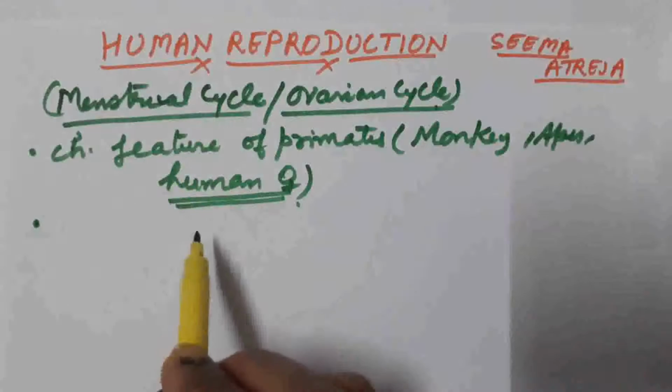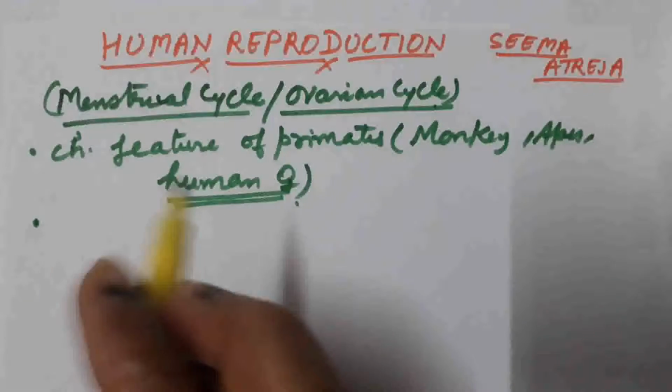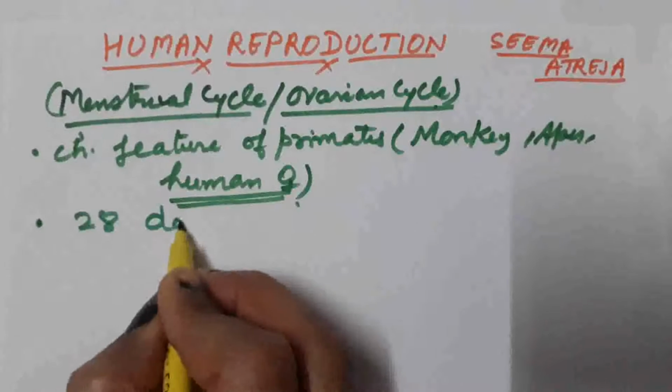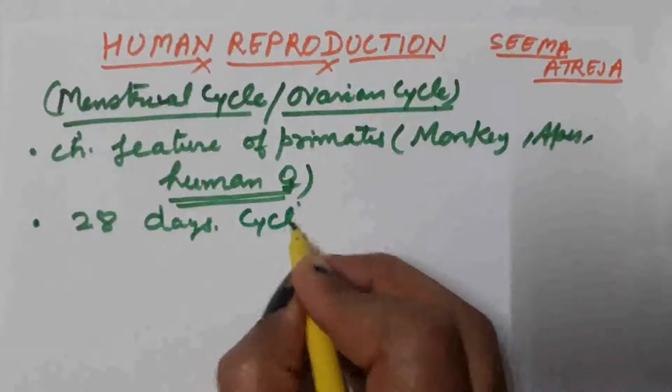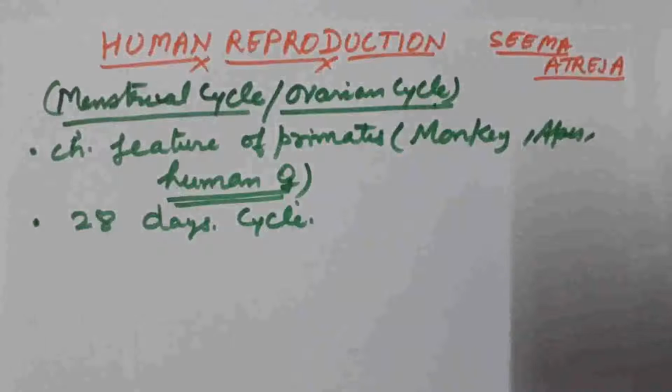Menstrual cycle is the reproductive cycle in the case of human females, which is a 28-day cycle. During this period, cyclic changes take place in the body of the female. Changes we observe in the ovary as well as in the uterus. These changes prepare the human female for fertilization, for placenta formation, that is, they prepare the human female for pregnancy.